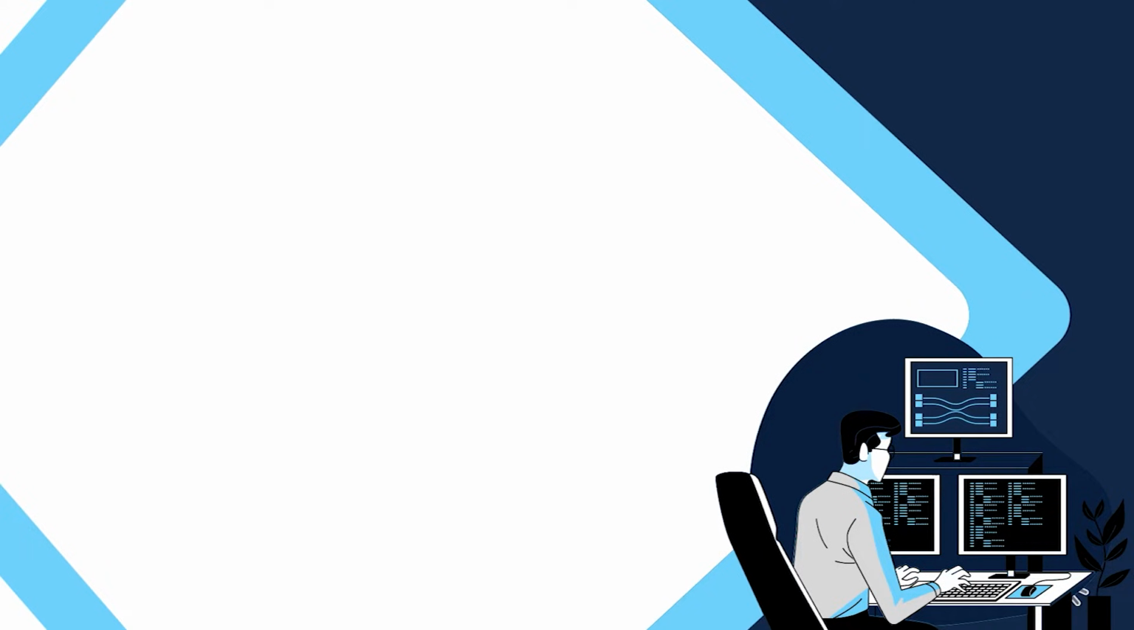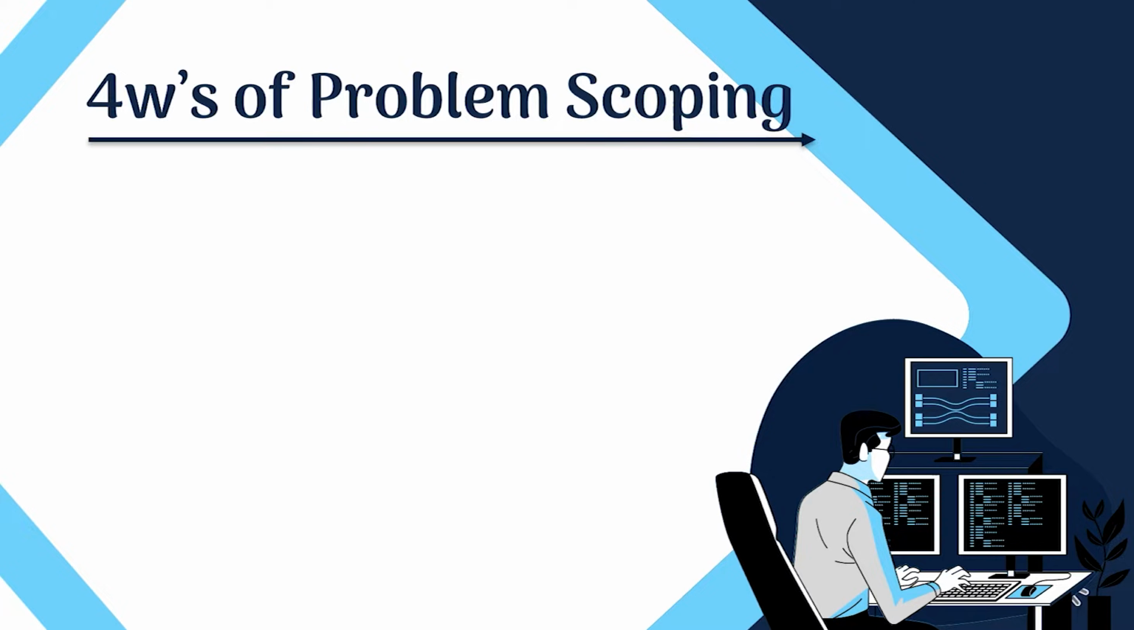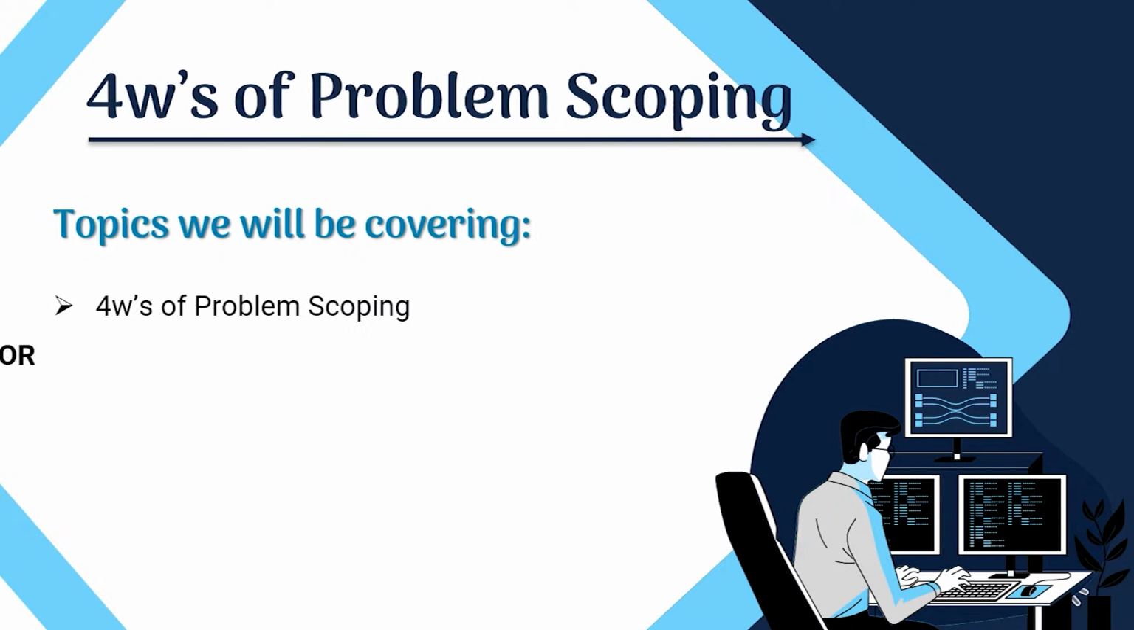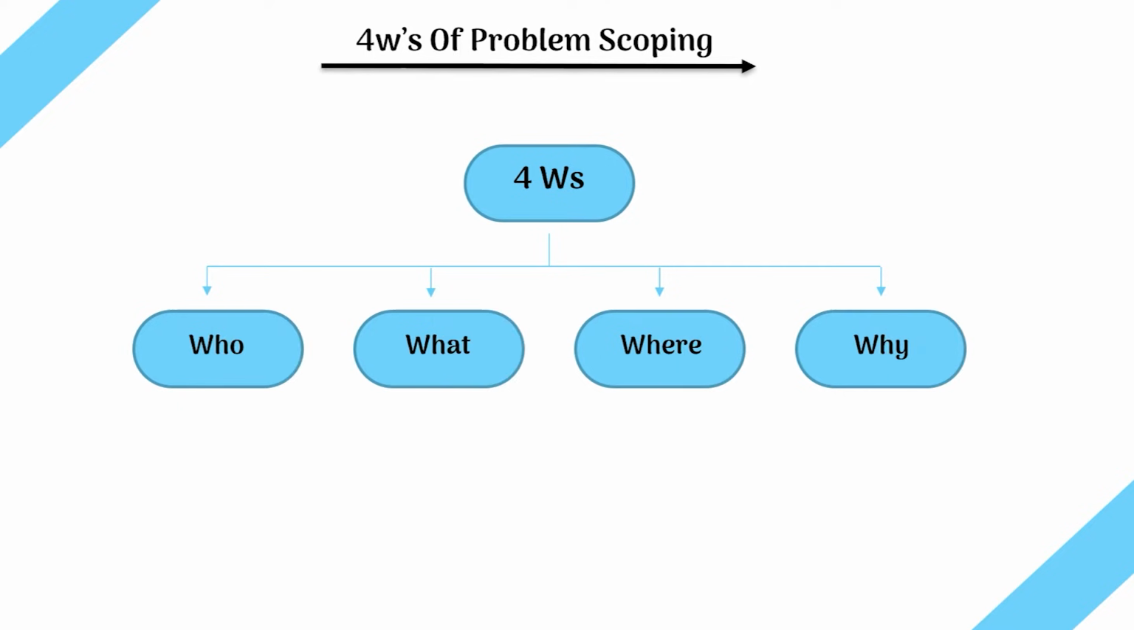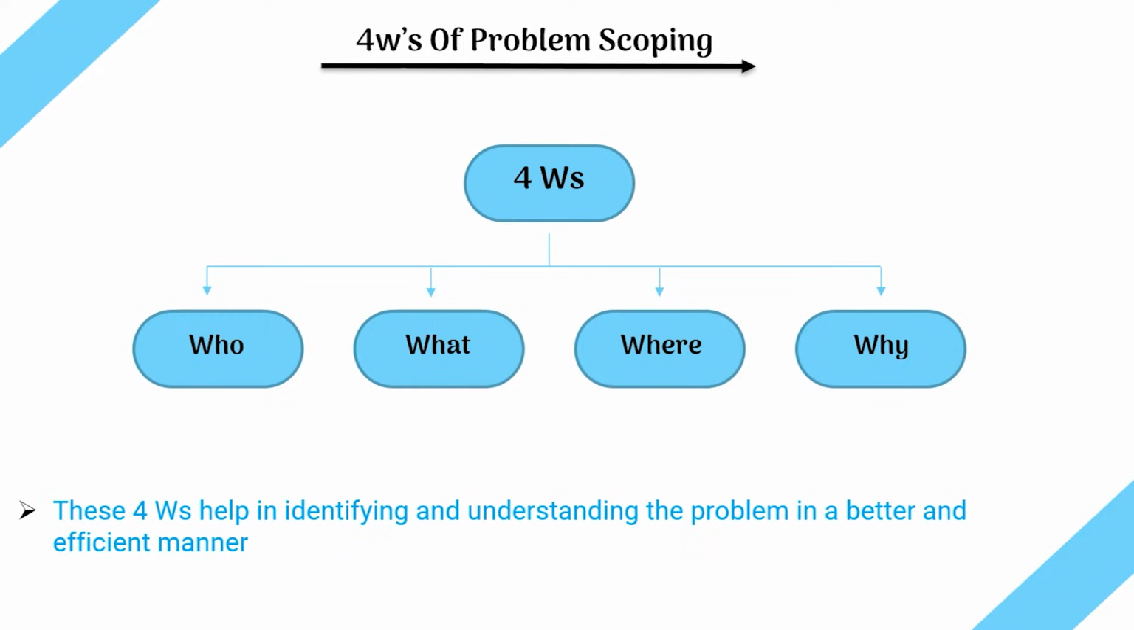So hello everyone, in today's video we are going to discuss the 4 W's of problem scoping, or the 4W canvas. The 4 W's of problem scoping are who, what, where and why. These 4 W's help in identifying and understanding the problem in a better and more efficient manner.